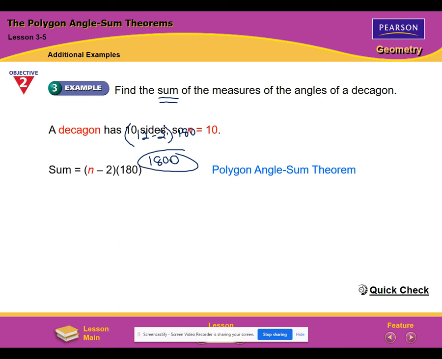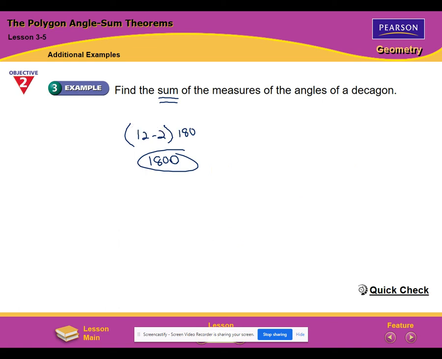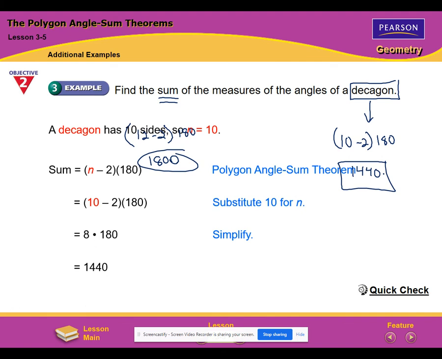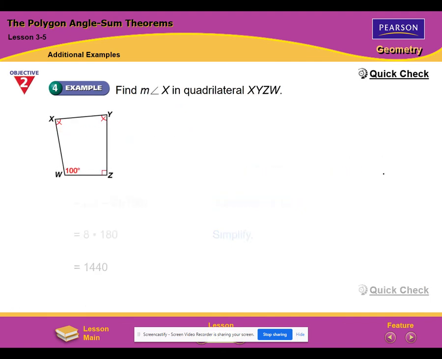I beg your pardon. I misread that, and I'm not going to retake this video. That doesn't say dodecagon, that says decagon. So the calculation would be 10 minus 2 times 180, which is 8 times 180, which is 1440. Please forgive. But now you know what it is for a dodecagon and a decagon.